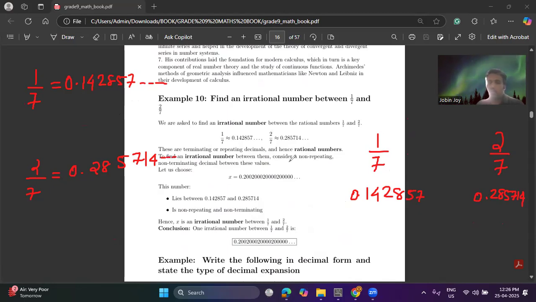So this is 0.1428 and this is 0.28, right? So I can write an irrational number, for example, 0.200, then 2000, 2, then 1, 2, 3, 4, etc. like this. So this is 0.14, then this is 0.28, right? So after 0.14, this number is 0.20, right? So this number is in between 0.142857 and 0.285714.